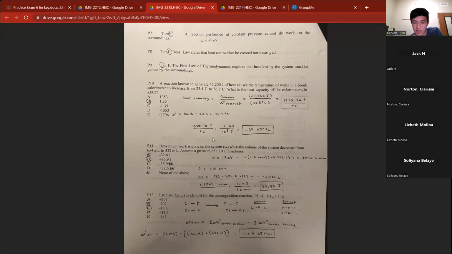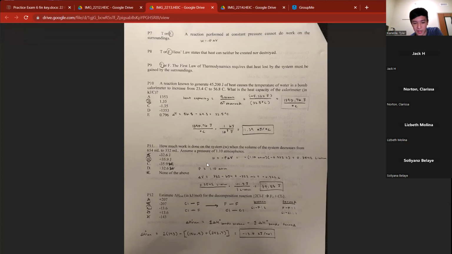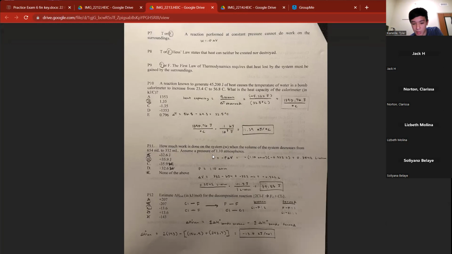Are you good? All right. So 11, let me read it out first. How much work is done on the system when the volume of the system decreases from 654 milliliters to 332 milliliters, assuming pressure of 1.10 atmospheres? Again, this is just a matter of knowing your equations. The equation for work is equal to negative pressure times the change in volume. It gives me the pressure in atmospheres, so that's our P right there.